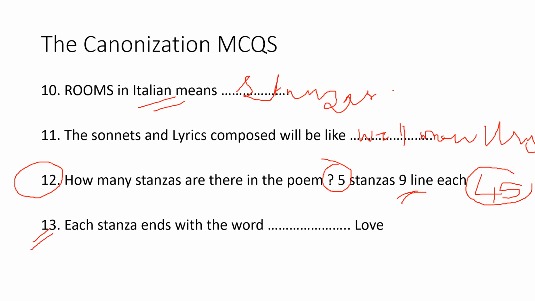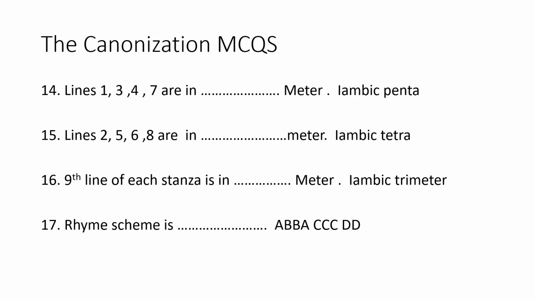Now next question is very important. Each stanza ends with the word dash. Each stanza of the poem, The Canonization, ends with the word love. Now, these 3 questions are very important. You must take a note of it.